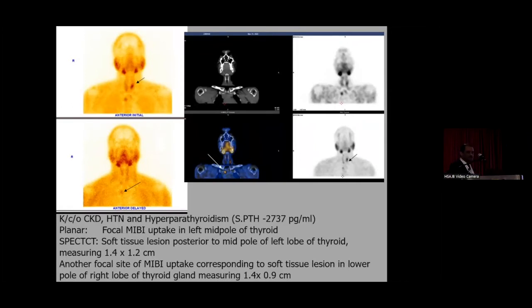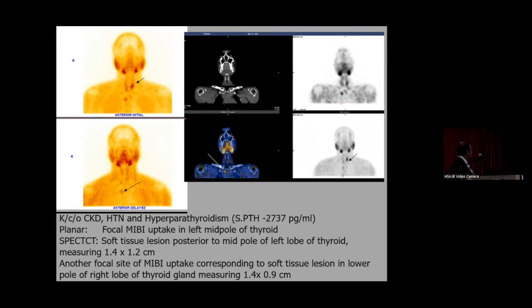So this is again another interesting case to show even a small lesion as small as 4 millimeter lesion, the exact anatomical site can be assessed by the SPECT-CT. So this is a very interesting case. This is tertiary hyperparathyroidism, known case of chronic kidney disease. See the parathormone, it is 2737, that gives clearly an idea that it is a multi-glandular pathology.